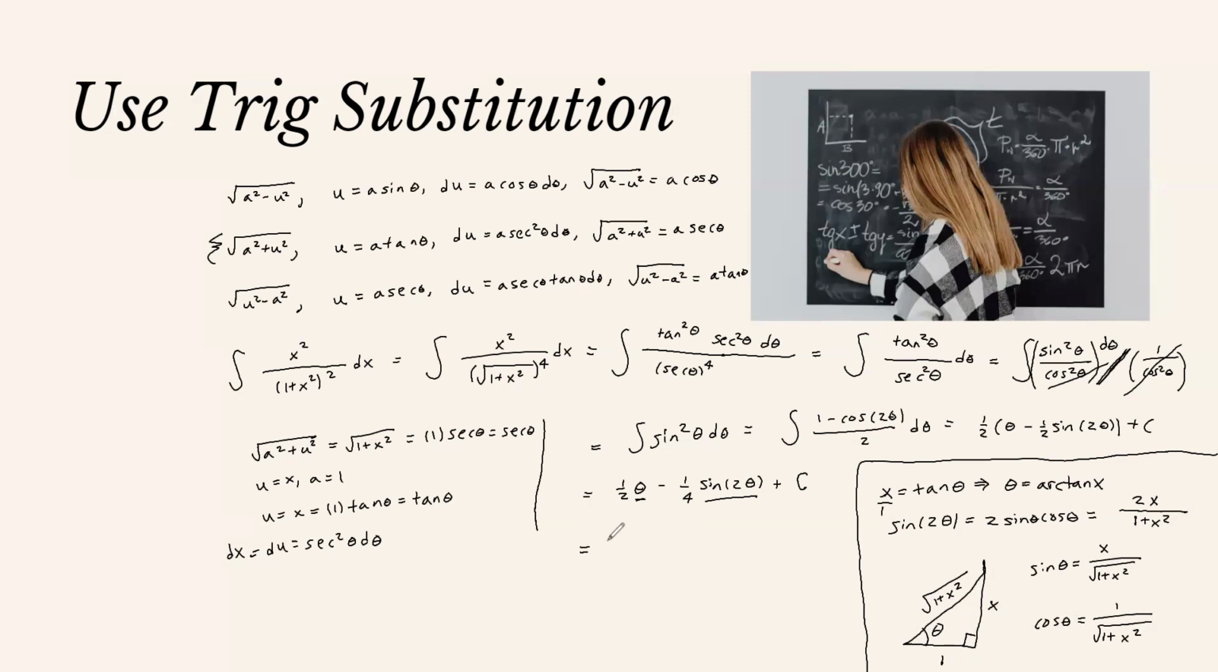Alrighty, let's plug this stuff in. We now have 1/2 arctan x minus 1/4 times 2x divided by 1 plus x squared, and then all plus c. And let's make that look a wee bit nicer and write it as 1/2 arctangent x minus the 2 here and the 4 here can simplify down to 1/2. And then we'll have an x up top over 1 plus x squared, all plus c. And that's a wrap, folks, for this problem.